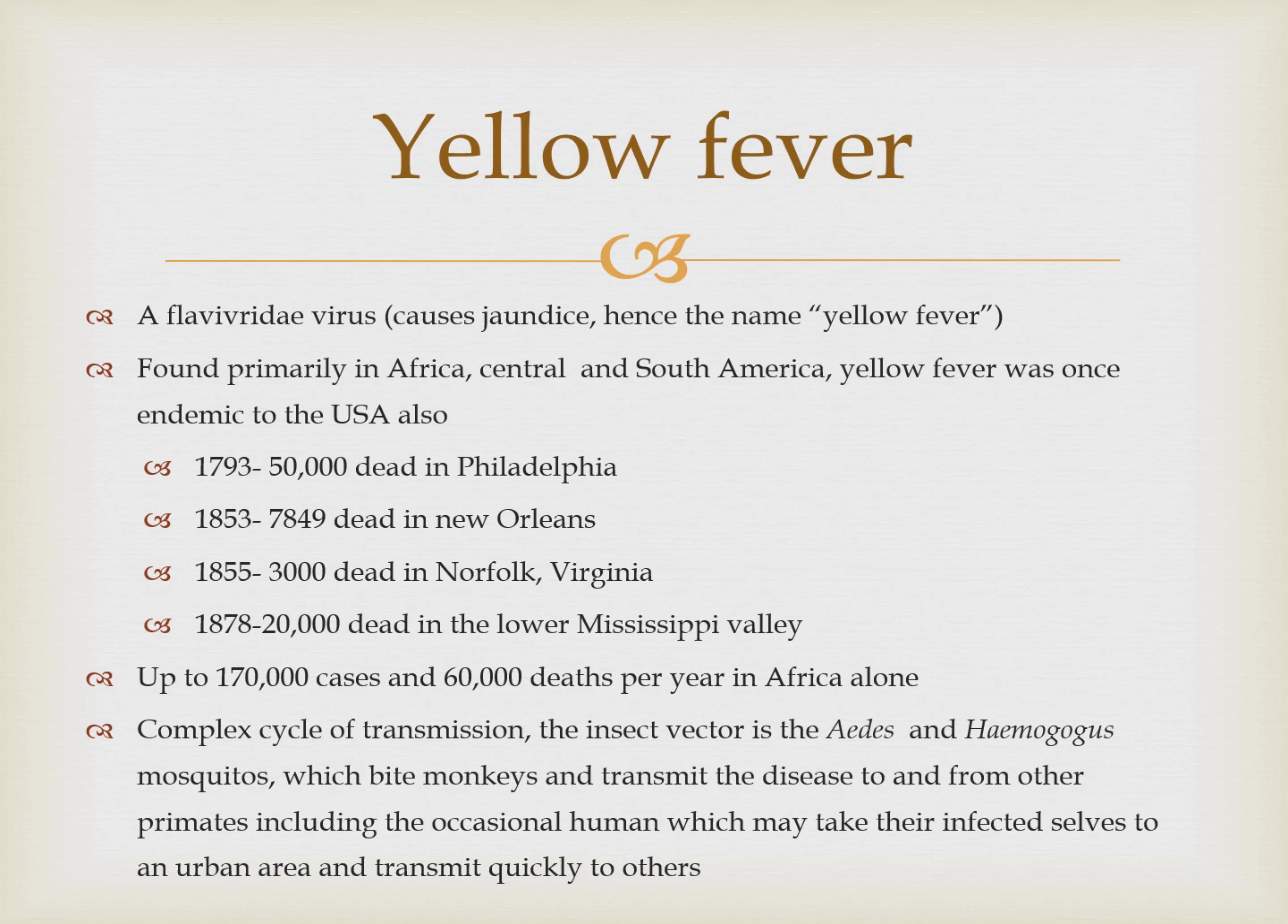It has a complex cycle of transmission where you have an insect vector, which is the Aedes mosquito, or hemorrhagic mosquitoes, which bite monkeys and transmit the disease to and from other primates, including the occasional human, which may take their infected cells to an urban area and transmit it quickly to others. But again, this is spread by a mosquito known as the Aedes aegypti mosquito. Let's talk a little bit more about yellow fever in the next slide.